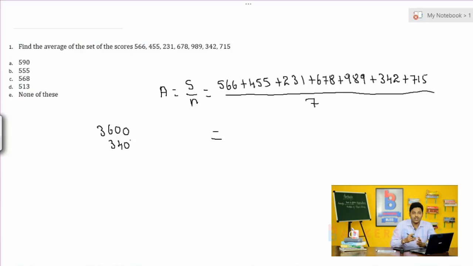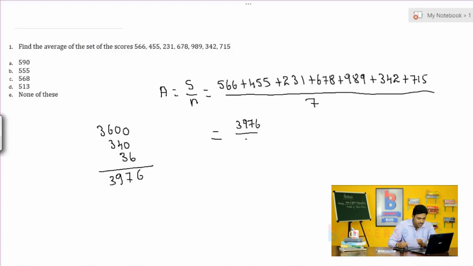340. Next, the remaining values: 6 plus 5, 11, 11 plus 1, 12, 12 plus 8, 20, 20 plus 9, 29, 29 plus 2, 31, 31 plus 5, 36. So 36. Then 6, 4 plus 3, 7, 6 plus 3, 9, so 3976 is the total sum.